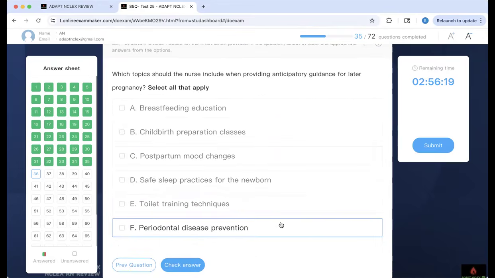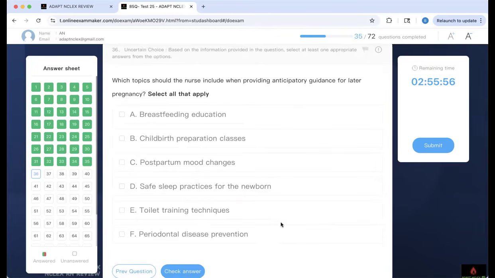Which topic should the nurse include when providing anticipatory guidance for late pregnancy? Select all that apply. If you're teaching a mother about pregnancy, what are the things you've got to help them with? Breastfeeding education, childbirth preparation class, postpartum mood changes, safe sleep practice for the newborn, toilet training techniques, periodontal disease prevention. Which one do you think you should include in prenatal care teaching for the mother? That's all. This is health promotion.